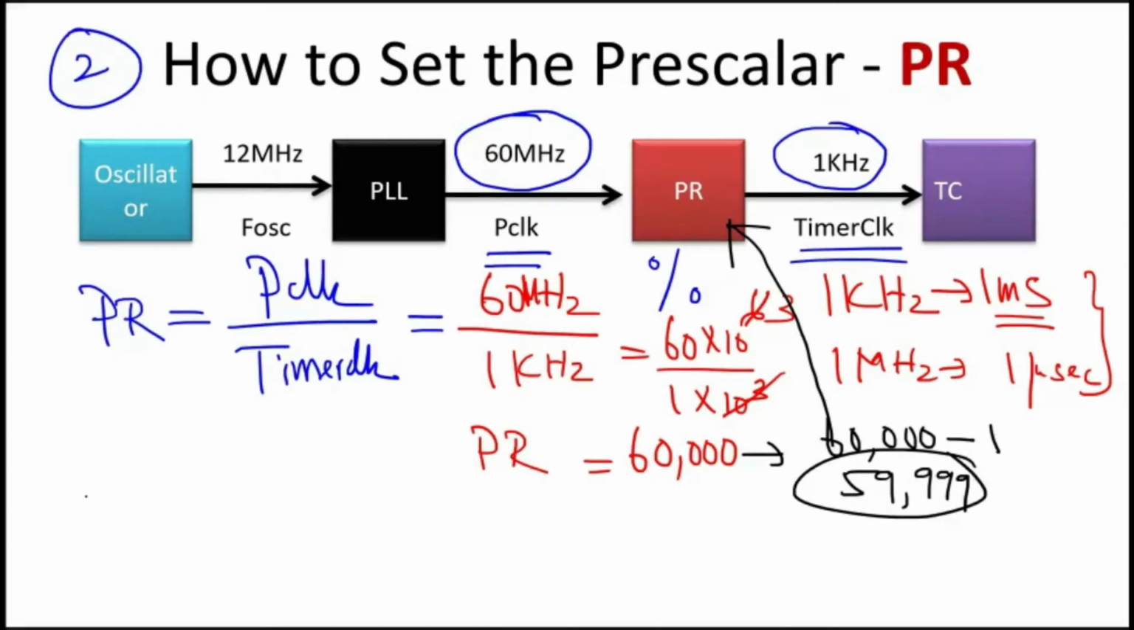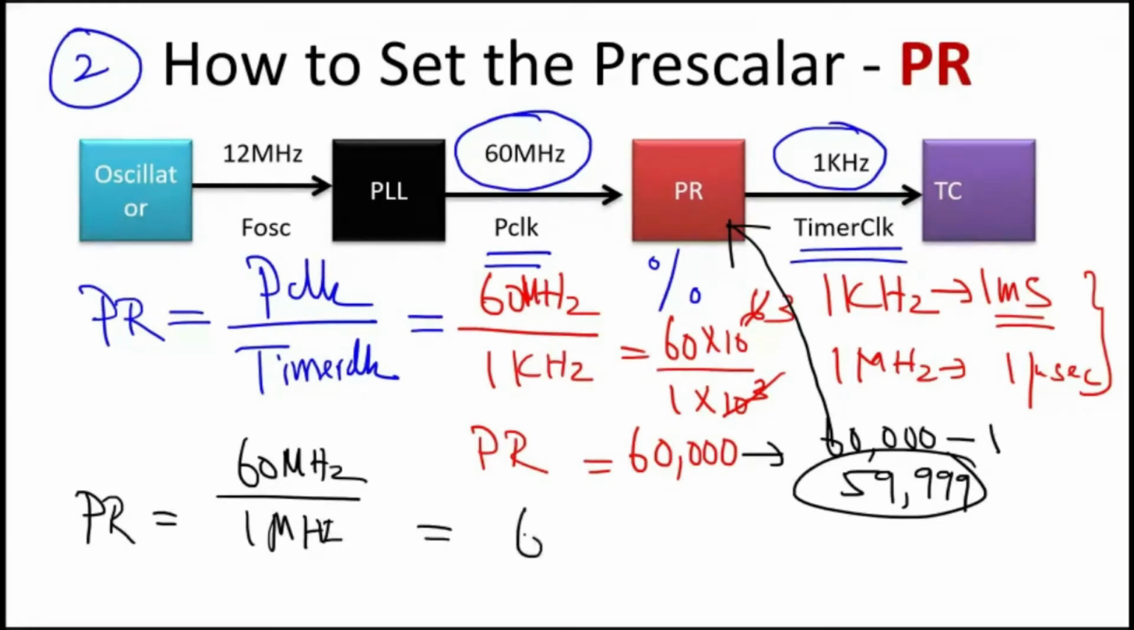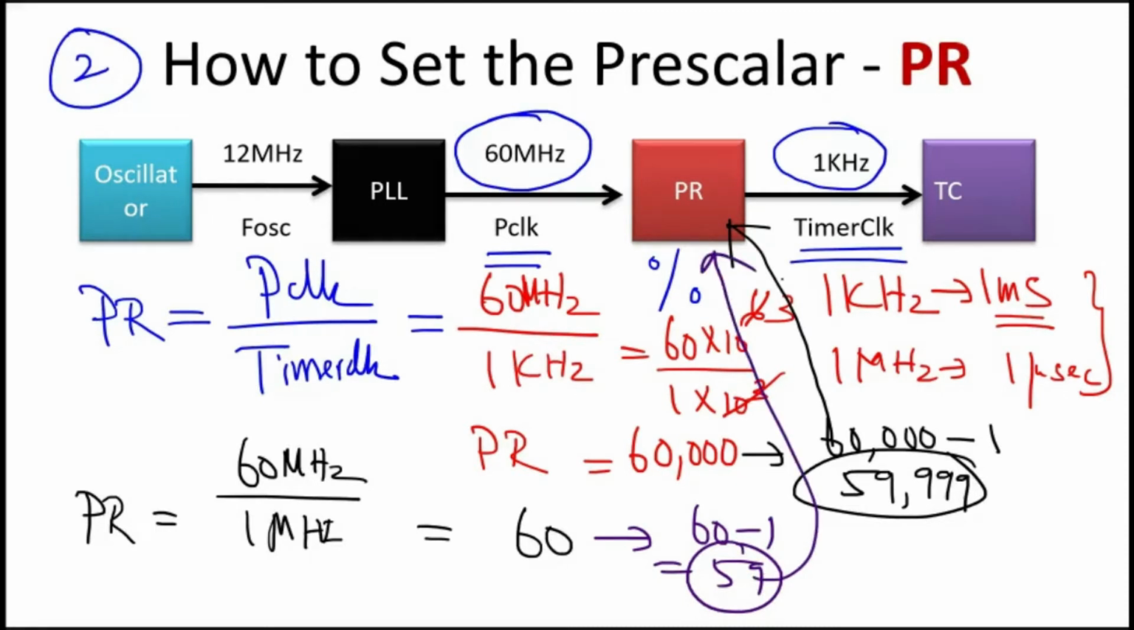Suppose your timer clock requirement is 1 microsecond, then in that case it is 60 MHz divided by the timer clock of 1 MHz. So 60 MHz by 1 MHz is 60. What is the value that I should load? I should load 1 less than 60. So 60 minus 1 equals 59. If I load 59 into the prescaler, the processor will add 1 to it, thereby it becomes 60. So these are the prescaler values. In a general sense, the prescaler is simply a clock divider, which divides the peripheral clock to a suitable frequency for your timer. So that is something that you have to understand.